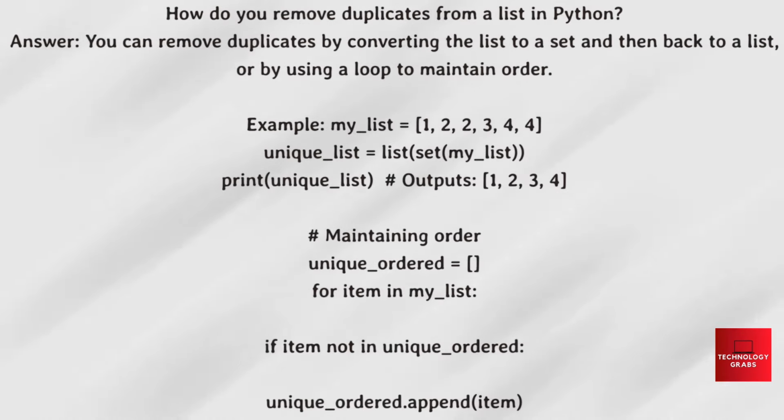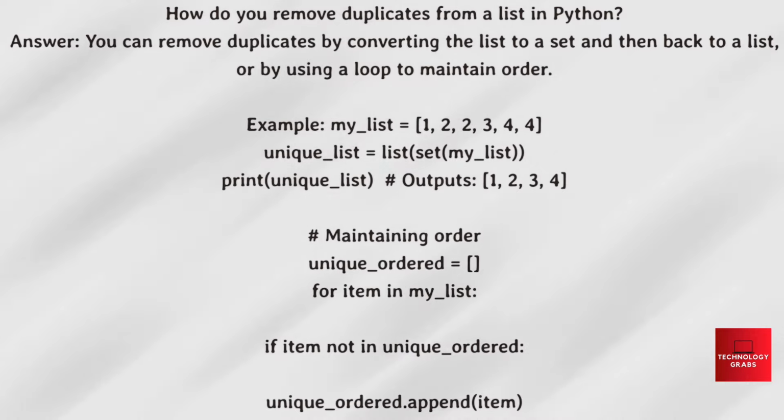How do you remove duplicates from a list in Python? Answer: you can remove duplicates by converting the list to a set and then back to a list, or by using a loop to maintain order. Example: my_list = [1, 2, 2, 3, 4, 4]; unique_list = list(set(my_list)); print(unique_list) outputs [1, 2, 3, 4].